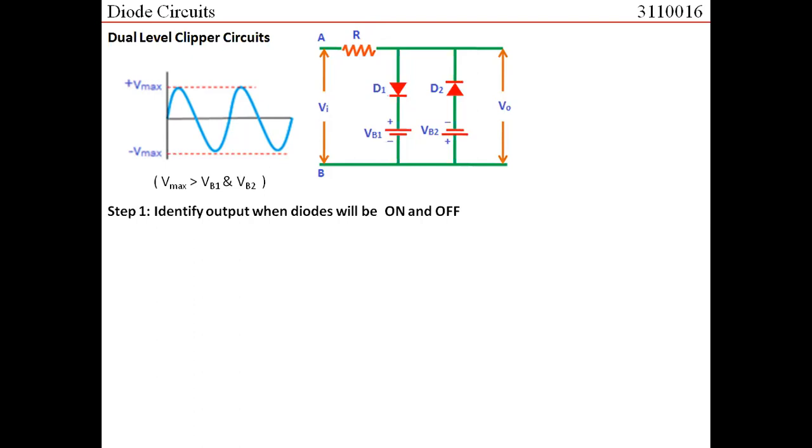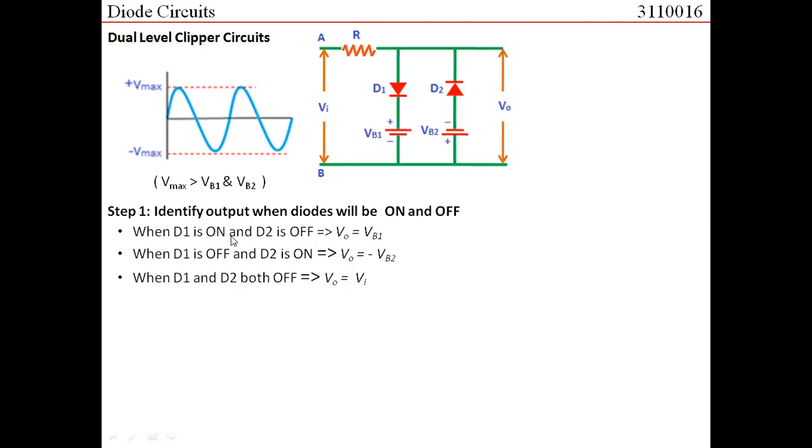Right? So in the first step, we identify that diode 1 is on and diode 2 is off. D1 is on, D2 is off, V0 would be equal to VB1. When D1 is off and D2 is on, V0 would be equal to minus VB2. And when both the diodes are off, V0 would be equal to Vin. In step 2, we identify the conditions when the diode would be on and when the diode would be off. Now if you think of diode 1, then the N terminal is connected with plus VB1, and the P terminal is connected with Vin. So when the input voltage is greater than VB1, D1 would be on.